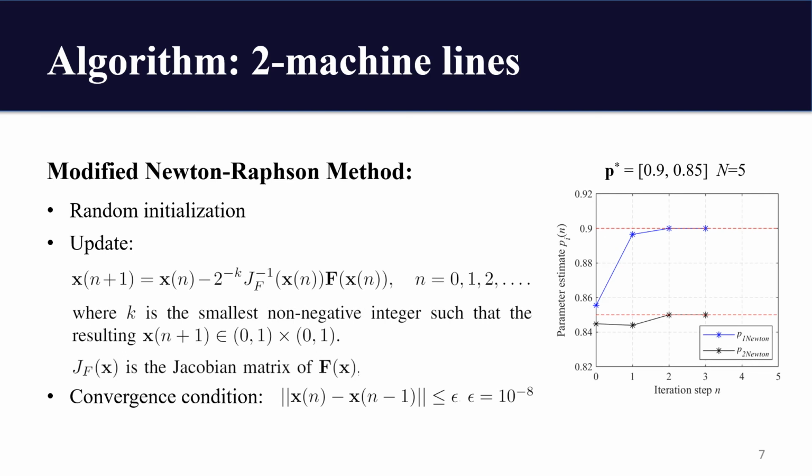This is the iteration process of a two-machine line. The errors are very small, and all of the Pi converge in fewer than 5 iteration steps. It shows our algorithm has good estimation accuracy for two-machine lines.